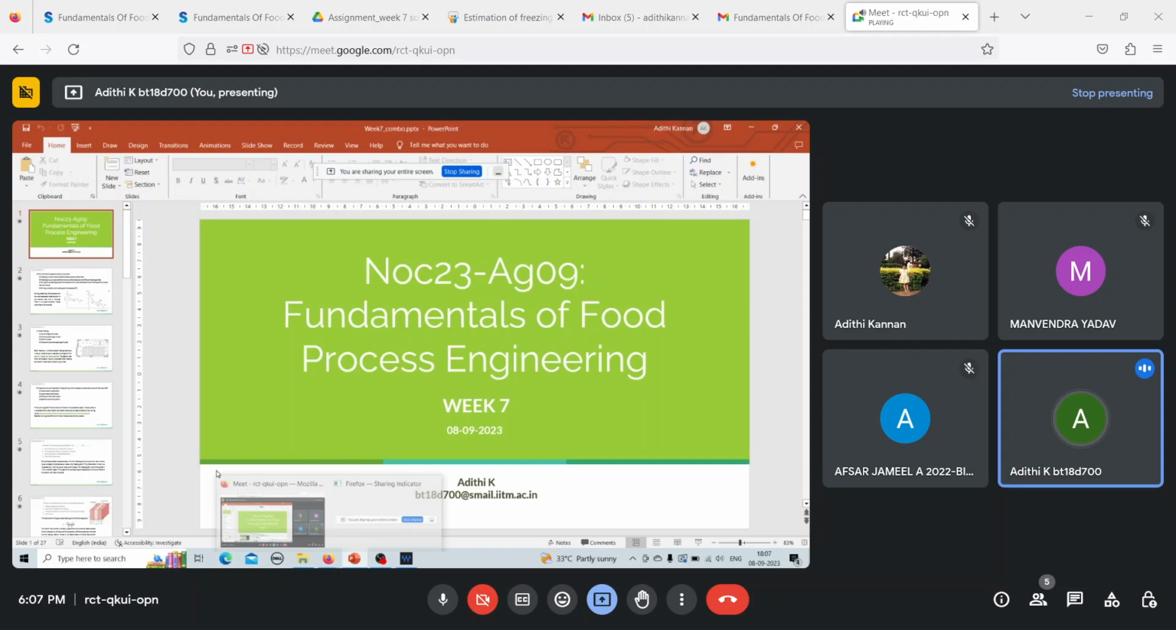Okay. So one of the easiest ways of calculating the time for freezing is through Planck's equation. The derivation of Planck's equation has been discussed in the video lectures, so if you want to look at those, you can go through the videos as well.